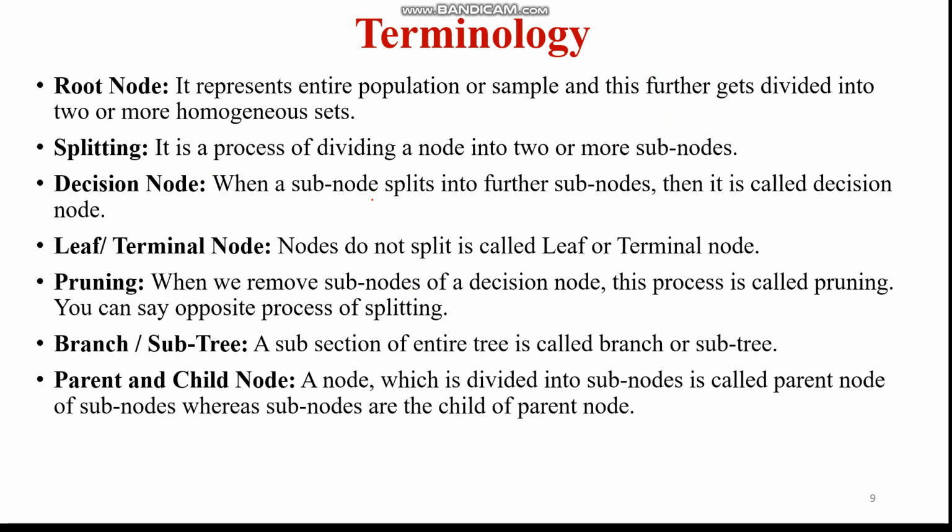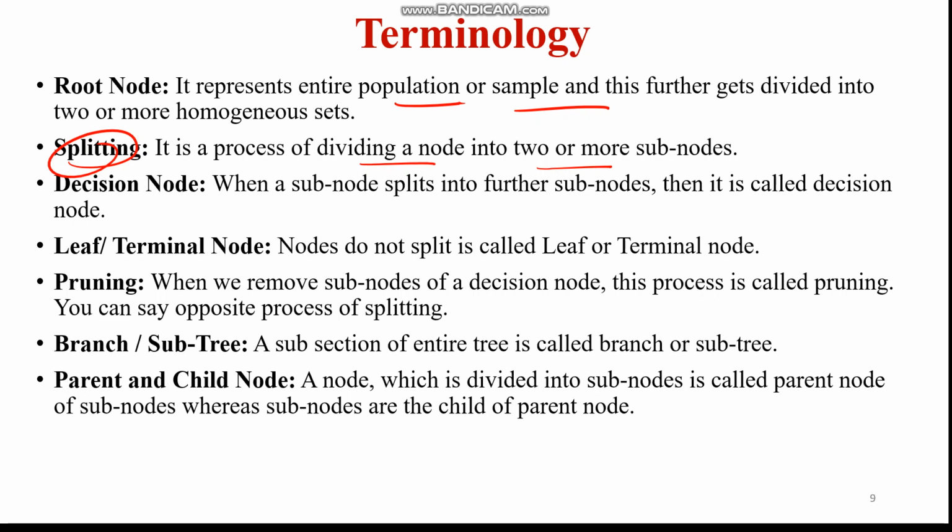We have a root node that represents the entire population or sample, and it further gets divided into homogeneous sets. We have the terminology of splitting in decision trees, which is the process of dividing a node into one or more subnodes. We have the decision node, that is the internal node on which the condition is there, which is used when a subtree splits into further subnodes. We have the leaf node, also known as the terminal node, which will not split further and will give us the final result of the conditions in the decision tree.